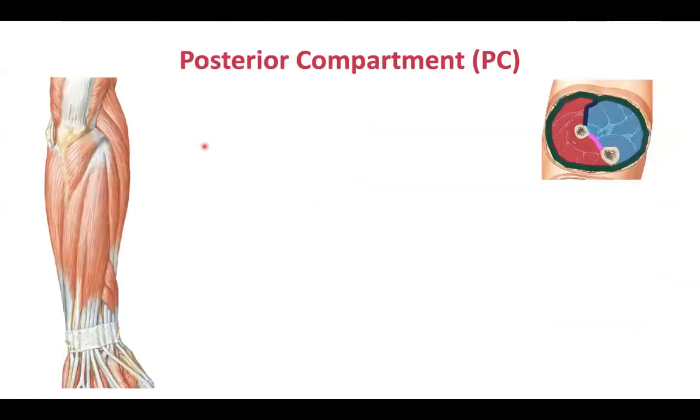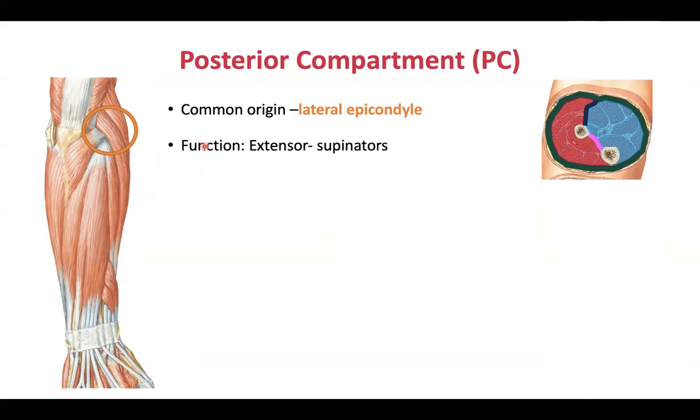And like the anterior compartment, the posterior compartment has a common origin site. Most of the muscles in the posterior compartment originate from the lateral epicondyle. Most of the muscles in the anterior compartment originate from the medial epicondyle, but the muscles in the posterior compartment originate from the lateral epicondyle. But not all muscles, there are exceptions. And their function is extension and supination, so this compartment is known as the extensor supinator compartment.